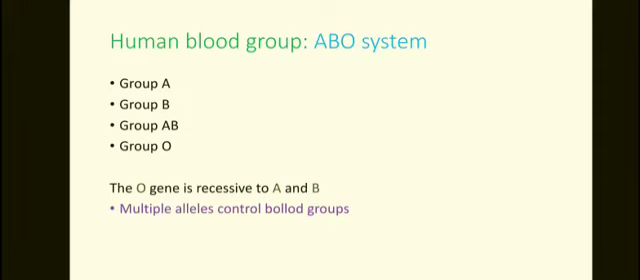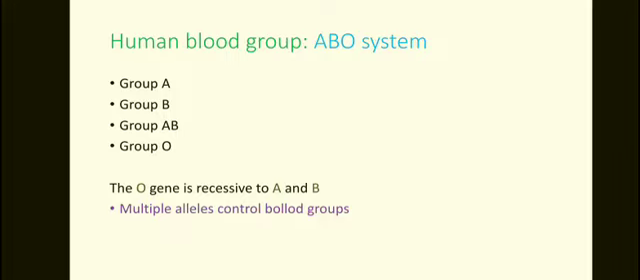Human blood group is an example of codominance. We call it the ABO system. Human blood groups are classified using the ABO system. According to this system, humans have 4 blood groups: Group A, Group B, Group AB, and Group O. The O gene is recessive to A and B.